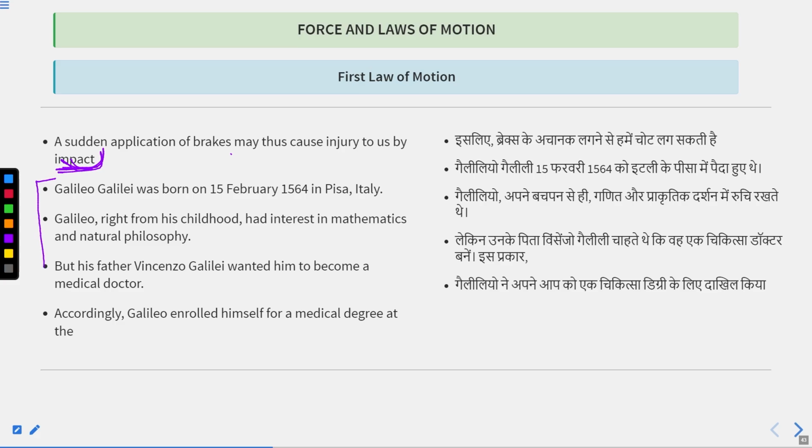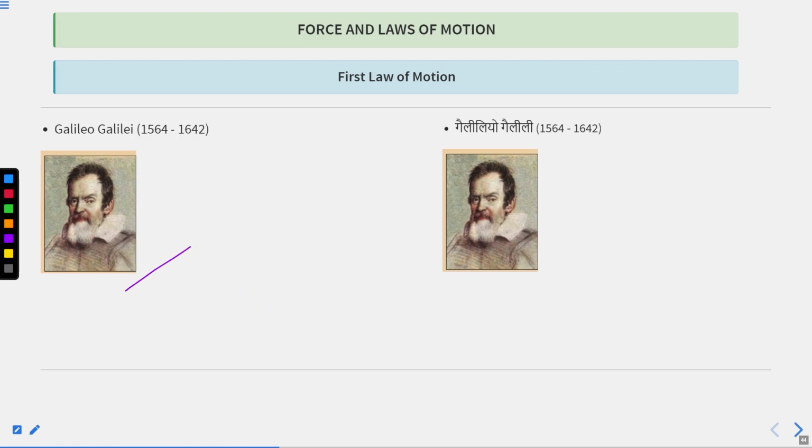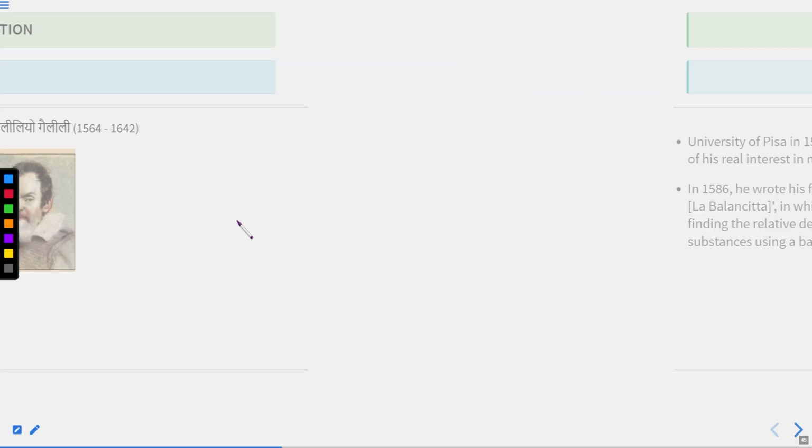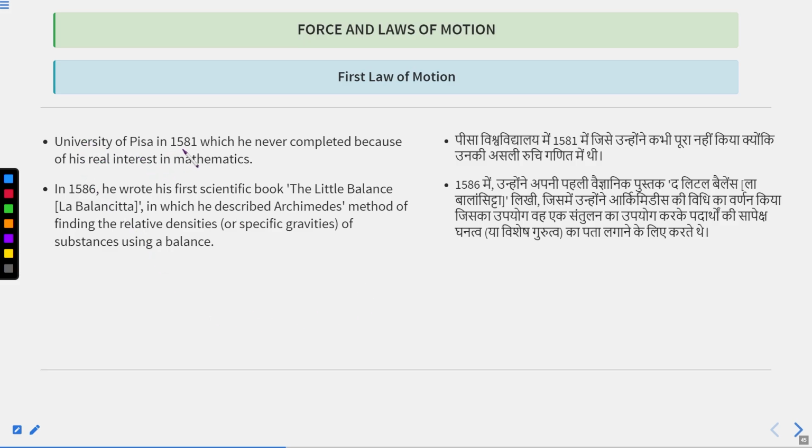This is a little information about Galileo Galilei. Galileo Galilei was born on 15 February 1567 in Pisa, Italy. Right from his childhood, Galileo had an interest in mathematics and natural philosophy. His father, Vincenzo Galilei, wanted him to become a medical doctor. Accordingly, Galilei enrolled himself for a medical degree at the University of Pisa, which he never completed because his real interest was in mathematics.